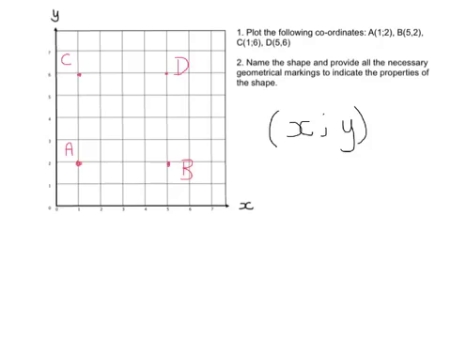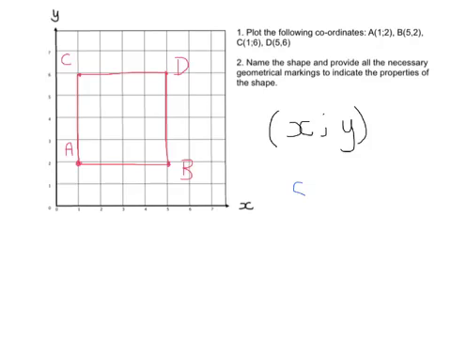Then very crudely I just connect the dots so that I can make the shape, and then I can move on to question number 2. So it says name the shape and provide all the necessary geometrical markings to indicate the properties of the shape. Now hopefully you should be able to see fairly clearly that this shape is a square.